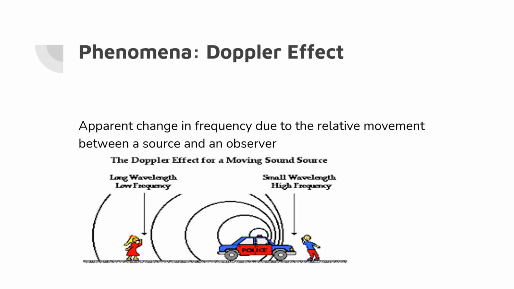Well, this has to do with the crunching of the wavelengths. As that police car drives towards us, we're crunching the wavelengths, making smaller wavelengths, which in result is creating a higher frequency. This higher frequency creates a higher pitch, which then helps us hear it as it's coming our way.